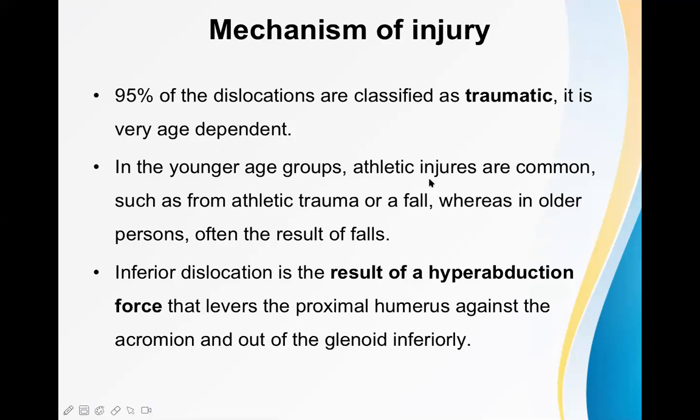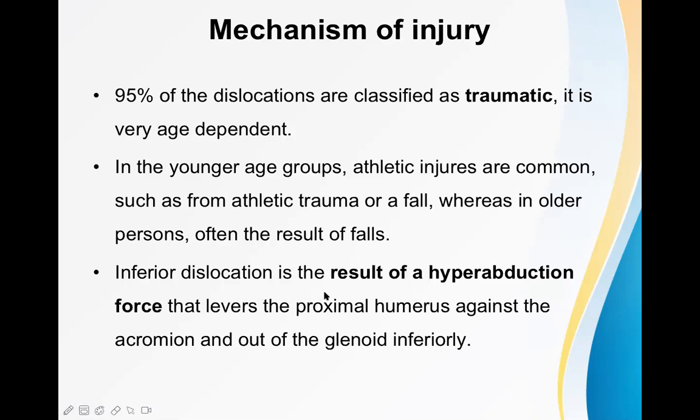In the younger age group, athletic injuries are common. Sports injury, we say. Different types of sports, like the person was playing cricket and he dived on the cricket field to take the catch, and because of some slippage of the foot on the ground, he badly landed on the shoulder. This is one of the commonest causes of shoulder dislocation. In a football player, a similar type of injury can happen. In a basketball player, a similar type of injury can happen. And very commonly in a weight lifter, this type of shoulder dislocation is also quite common.